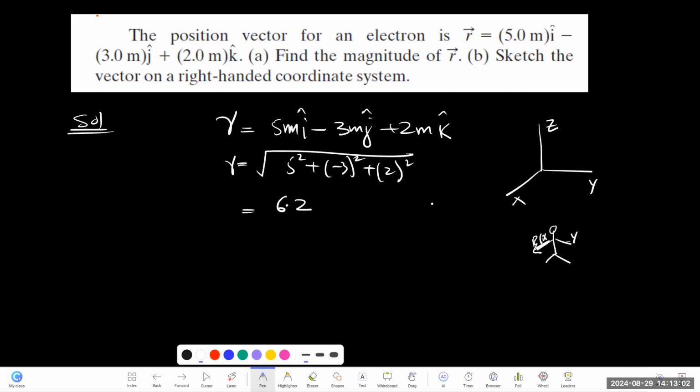Now I'm going to draw this vector R. So vector R is here. This is the x component, this is y, this is z. The x component is 5. The y component is minus 3. And the z component is 2. Okay.